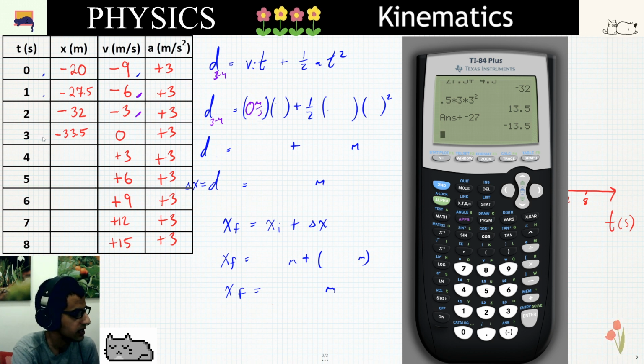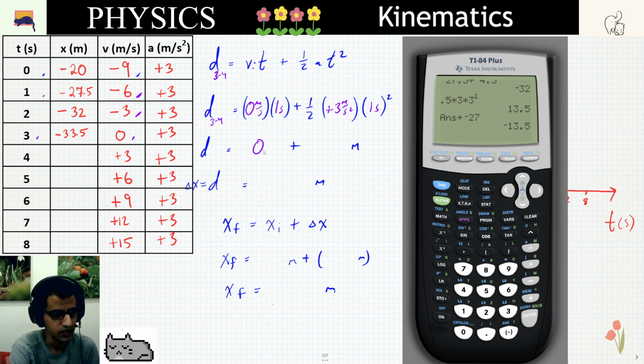Right? Because at time 3 seconds, the velocity is here, 0 meters per second. So that's why I put that there. The time interval from 3 to 4 is 1 second plus 1/2. The acceleration is still our constant 3 meters per second squared. Our time interval again is 1 second. So I do the math here.